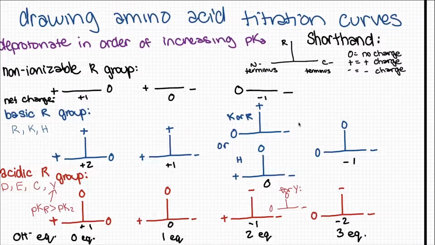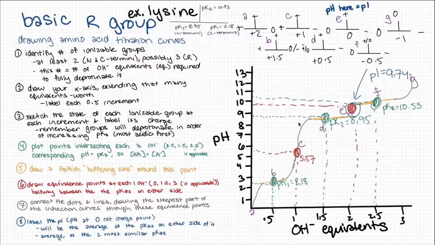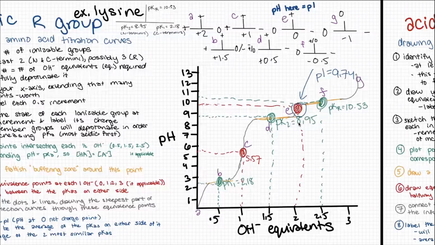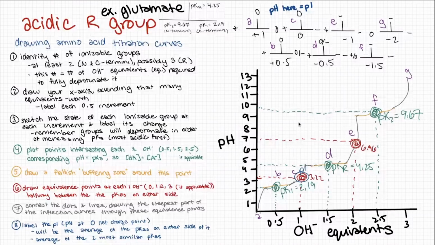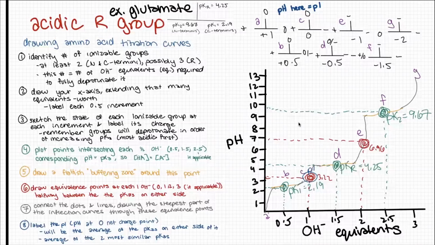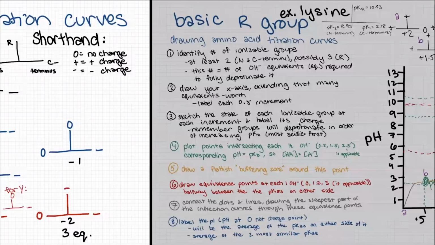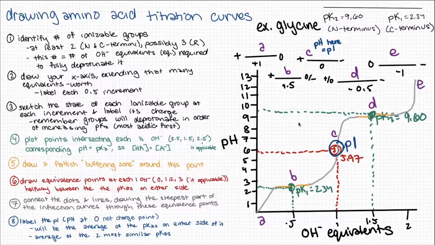We'll see that in the case of something more complicated, where we have a basic R group or an acidic R group, we're going to get a third buffering region, and we're going to have equivalence points between each of those. In all of these cases, we're going to have a special point called the pI. The pI is the pH at which the amino acid is electrically neutral on net.